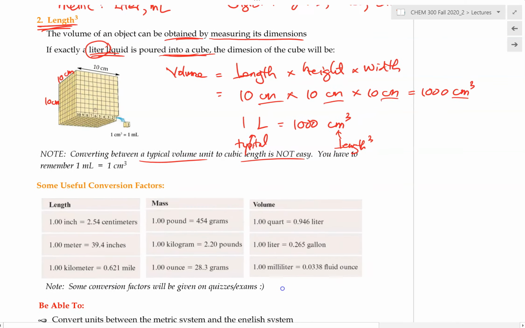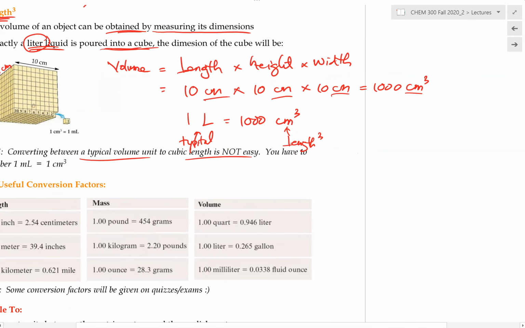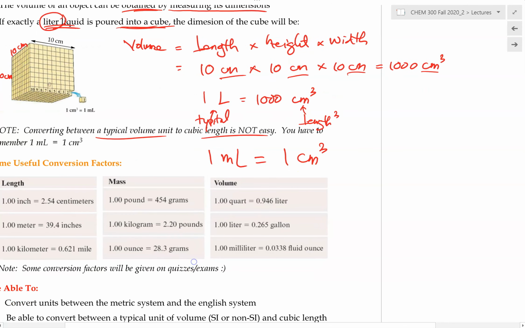Or the other one that we often remember will be as follows. 1 milliliter equals 1 cubic centimeter. So this is actually the more common one that most people would remember. And if we divide this by 1,000 and divide this by 1,000, when we take a liter and divide that by 1,000, we have 1 milliliter. And 1,000 divided by 1,000 will then equal 1 cubic centimeter.